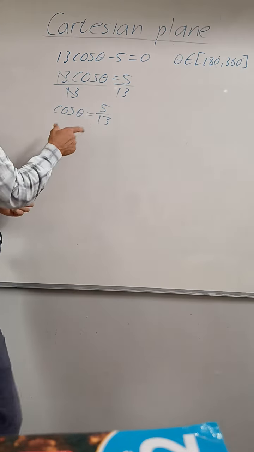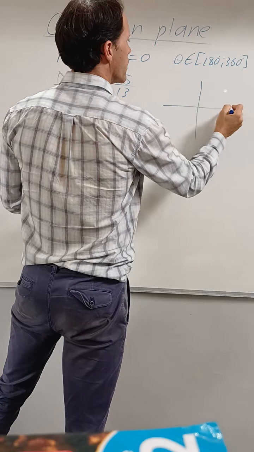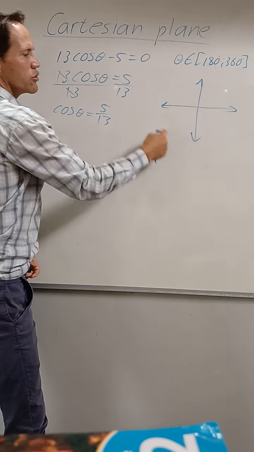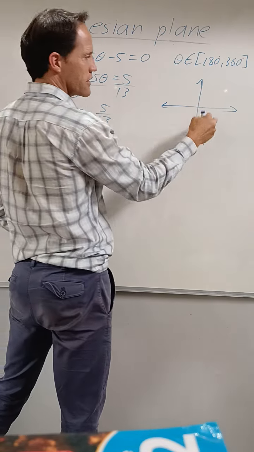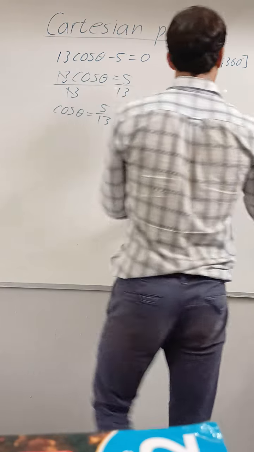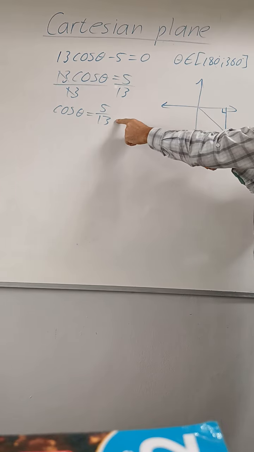So if cos is positive and theta is between 180 and 360, where is it going to be? Obviously on this side, right? Because that's where cos is positive. Okay, so we know we have to draw it here, not there, because cos is negative there, but it's supposed to be positive.